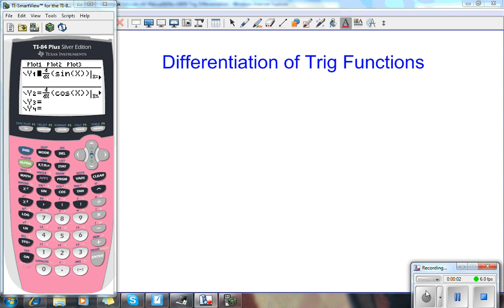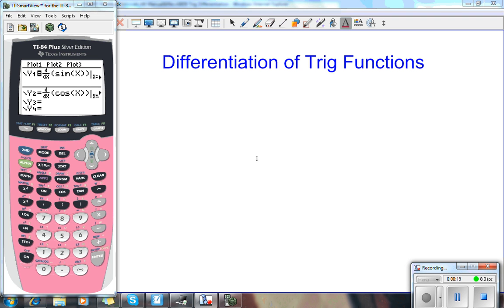Okay, we are going to look today at the differentiation of trig functions. And if you remember, one of the things yesterday that I showed you is we graphed. You can actually graph the numerical derivative. So what you want to do is set up your y1. I graphed the derivative of sine x.